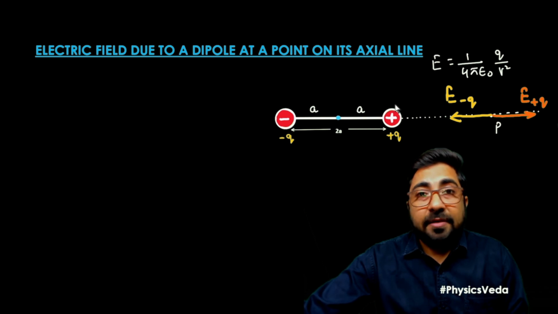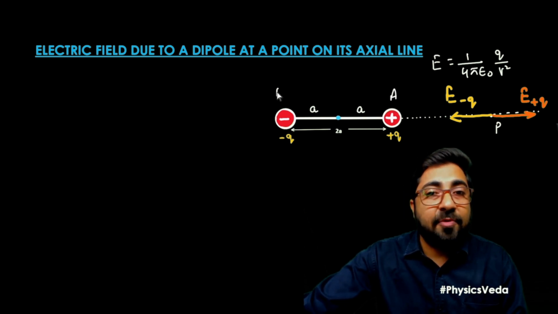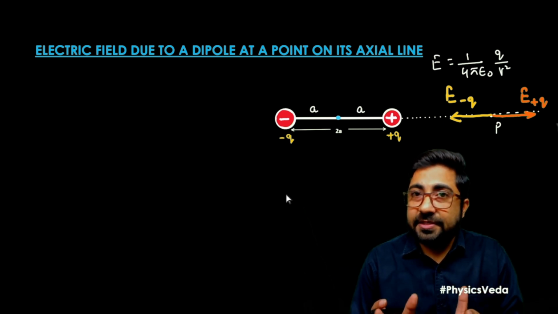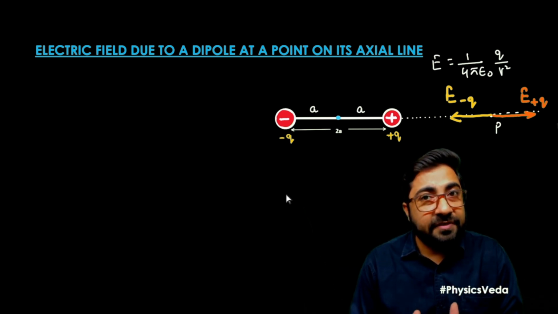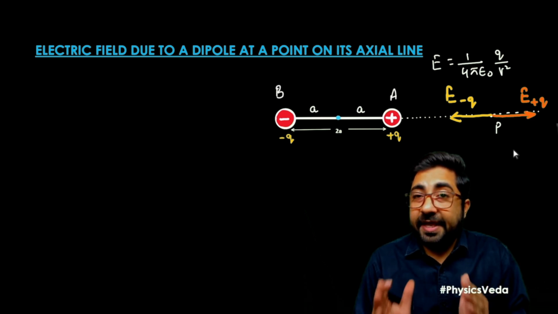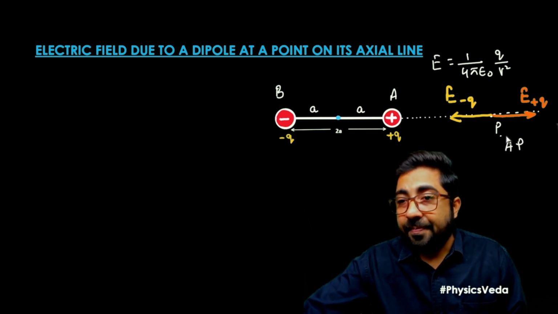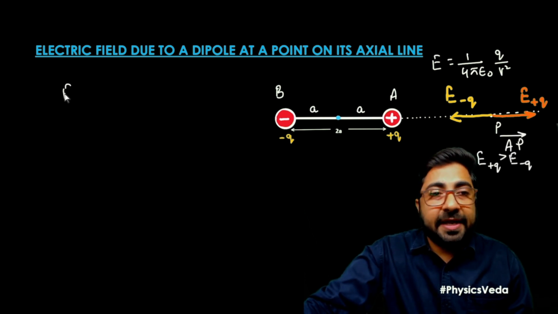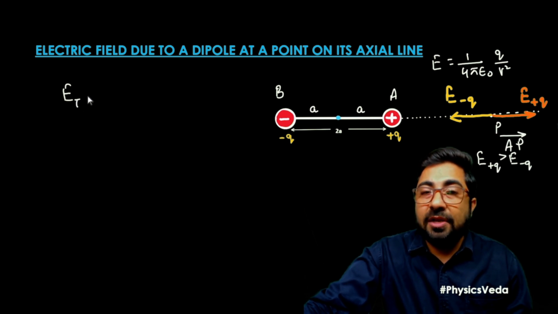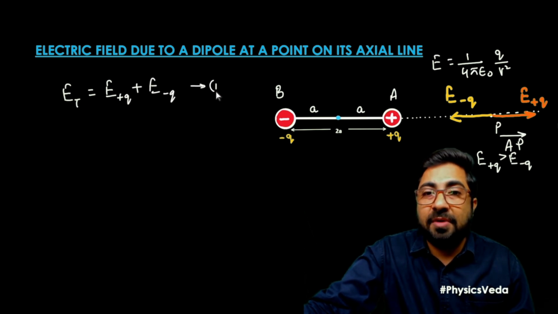Let us consider positive charge is at point A and negative charge is at point B. As we discussed, the electric field due to positive charge is greater than the electric field due to negative charge. So the direction of net electric field is along the AP line. Hence the net electric field, E total or E net, is equal to the electric field due to positive charge plus the electric field due to negative charge. This is equation number 1.